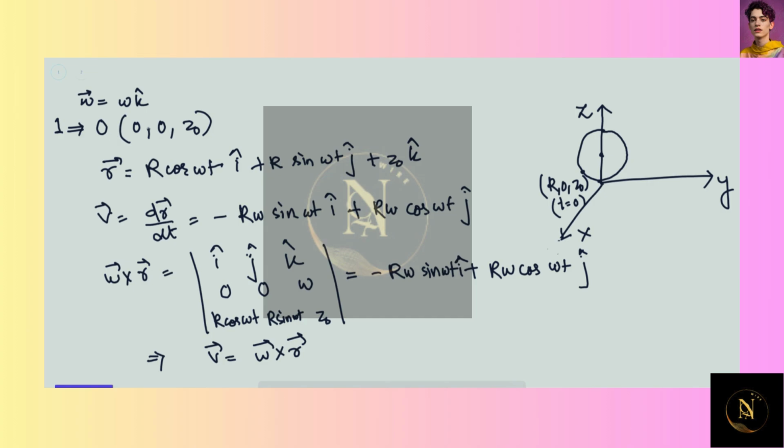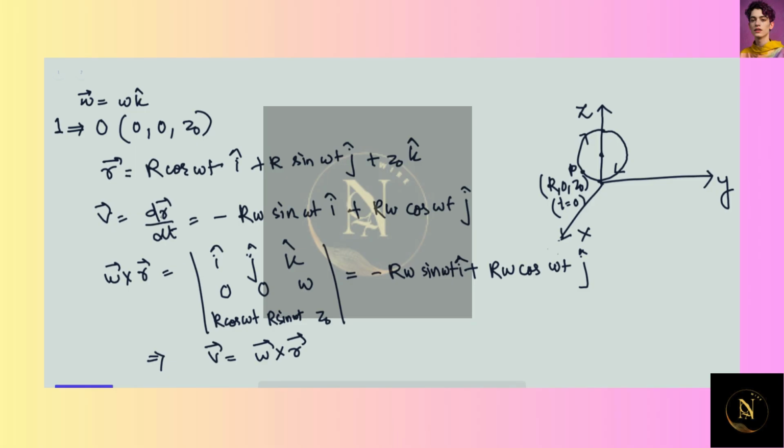So let's say the origin is 0, 0, z naught. And the point is located, let's say, at r, 0, z naught at time 0. So given that, we can write the position vector of the point, let's call it p, to be r cos omega t i cap plus r sin omega t j cap, which are the x and y components, and then comes the z component, which is simply z naught times k cap. And the point is moving counterclockwise around the circle.